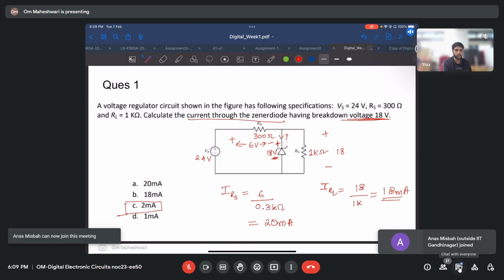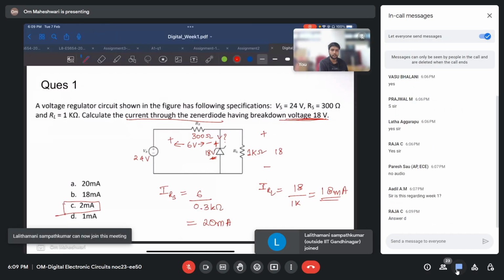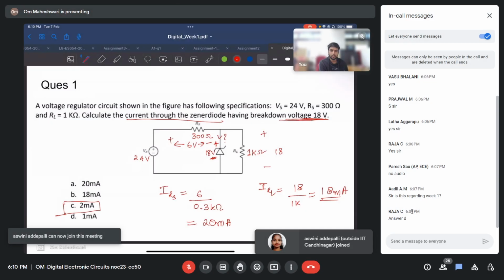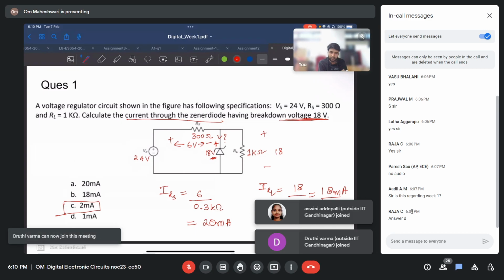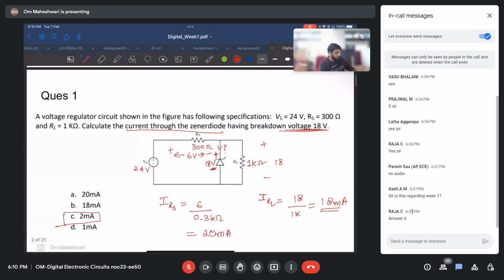Is there any doubt in this question? Sir, while converting the Zener diode into an 18 volt source, how can we determine its positive and negative terminals? Good question.